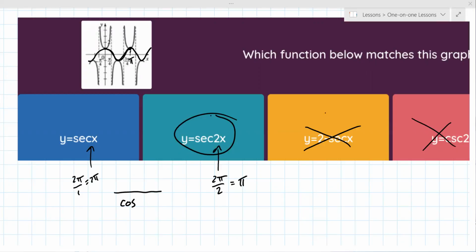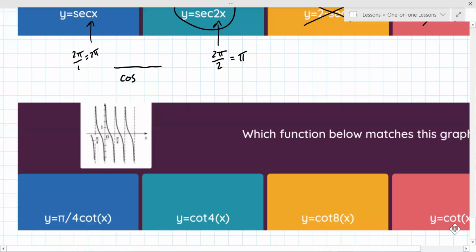Which function matches this graph below? Okay, the graph here is critical. This is really important. The fact that it has asymptotes here at pi over 4 tells you your period is pi over 4. So which of these 4 has a period of pi over 4?